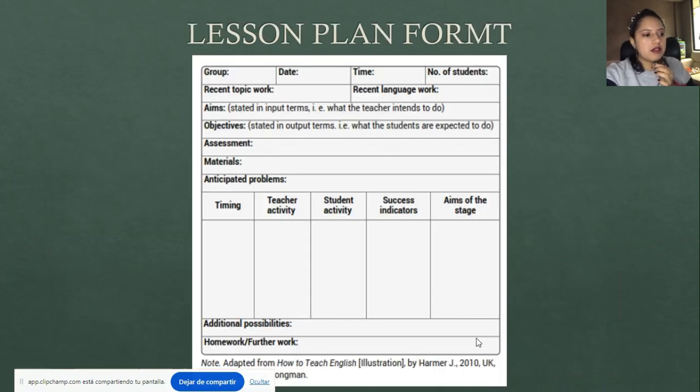Here I put an example. This is a lesson plan format by Harmer. It says the group, the day, the time, the topic of the work, the aims, the goals, the objectives we want to reach in the class, the segment, materials, the timing, the activity by the teacher, the student activity, the success indicator, aims of the stage, additional possibilities, and homework for the work. It's important to send homework to the students so they can practice more at home.